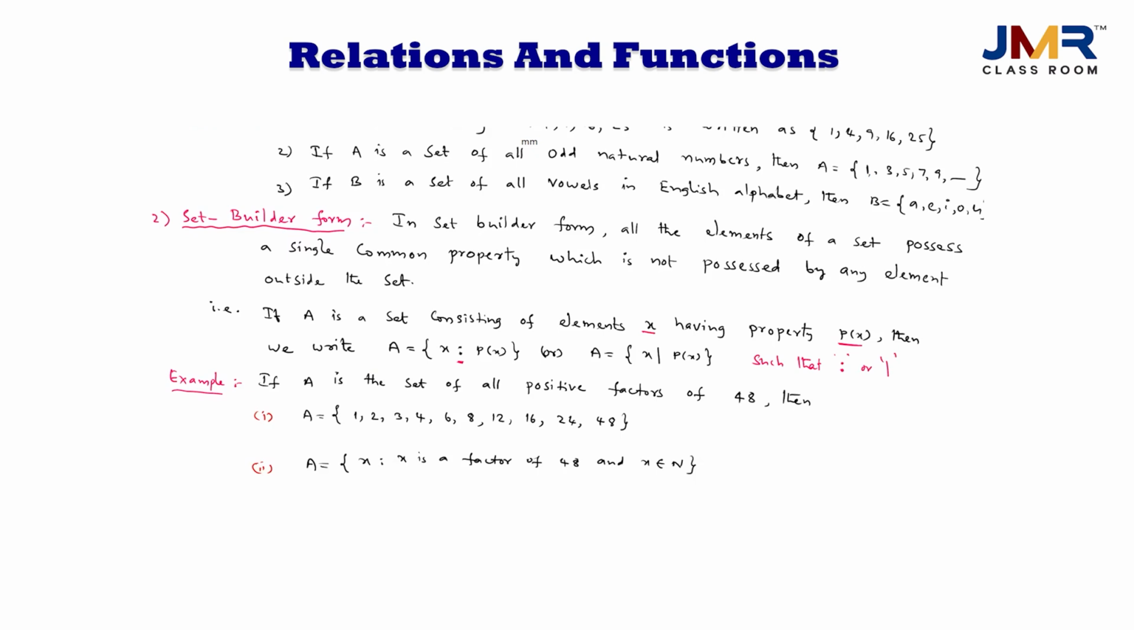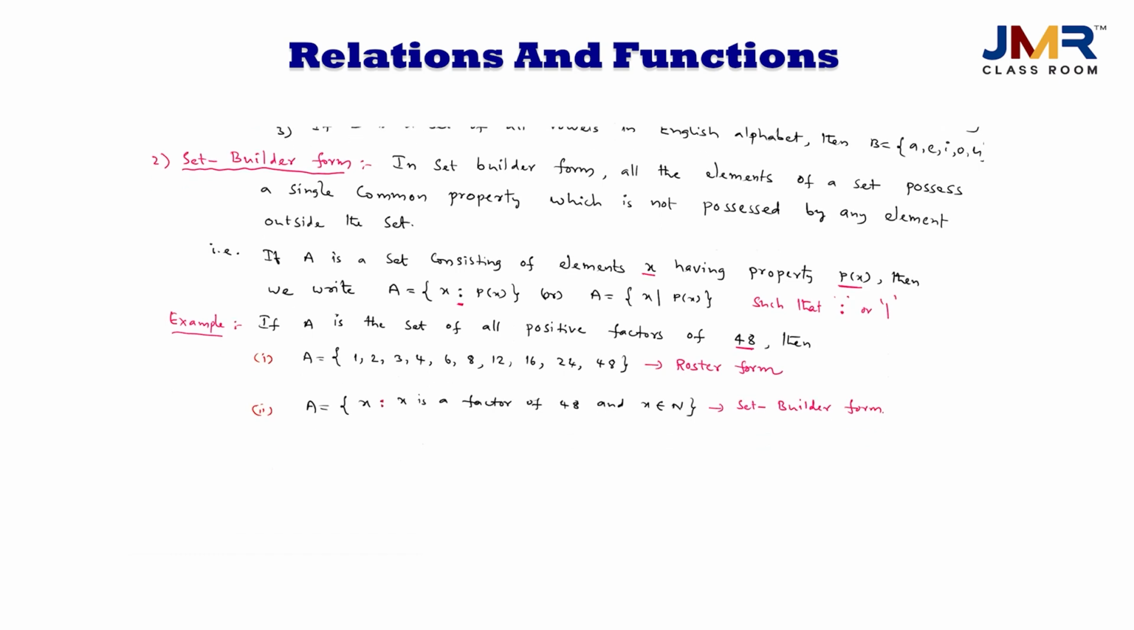If A is the set of all positive factors of 48, then A can be written by writing all the factors: 1, 2, 3, 4, 6, 8, 12, 16, 24 and 48. This is called roster form, and this is called set builder form. Here, no need to write the elements. You just write x such that x is a factor of 48 and x belongs to N, because in the question itself positive factors are given, so x must be a natural number.